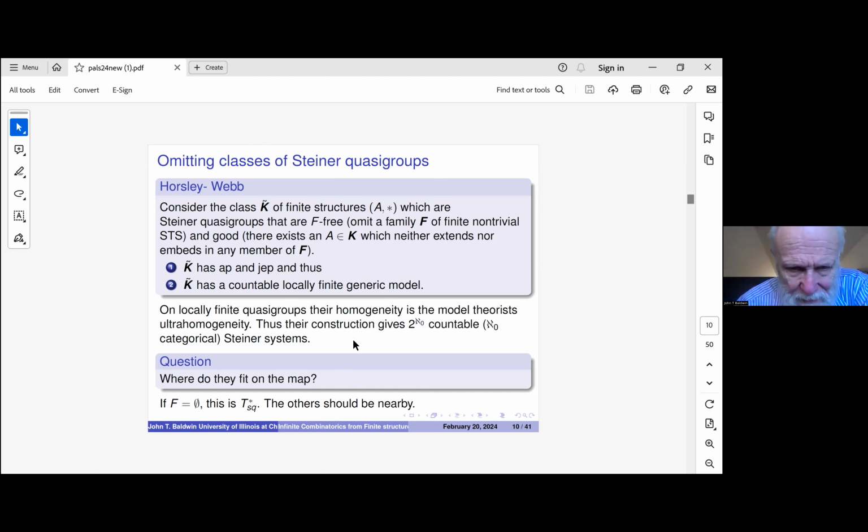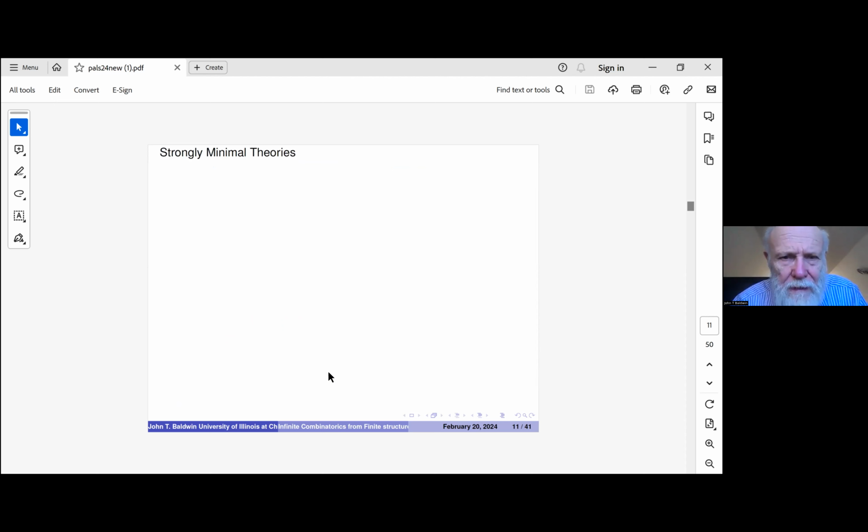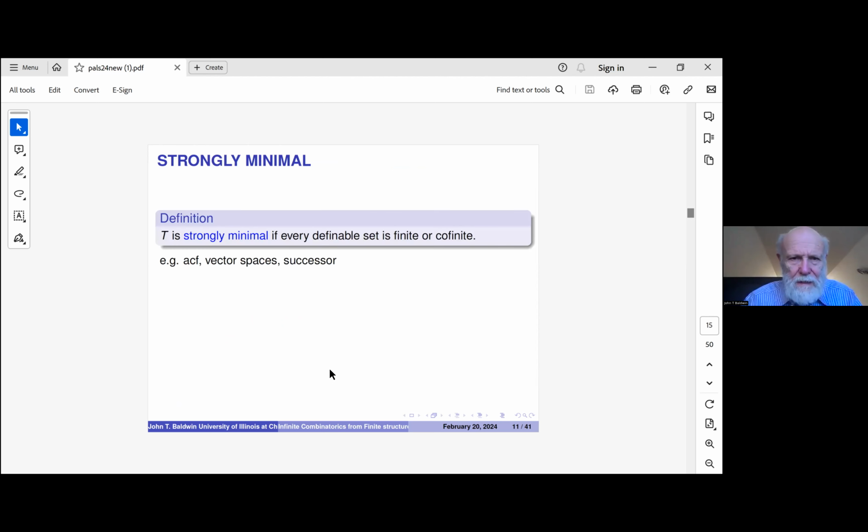And so they get many different Steiner systems. This was done by combinatorics. They didn't try to put it on the map, and I haven't thought about it, and I don't know if anyone else has or not, but it's probably close to where the Casanova, Barbina Casanova paper is.